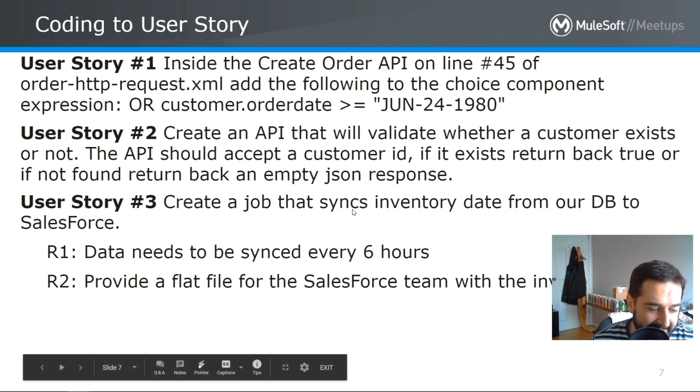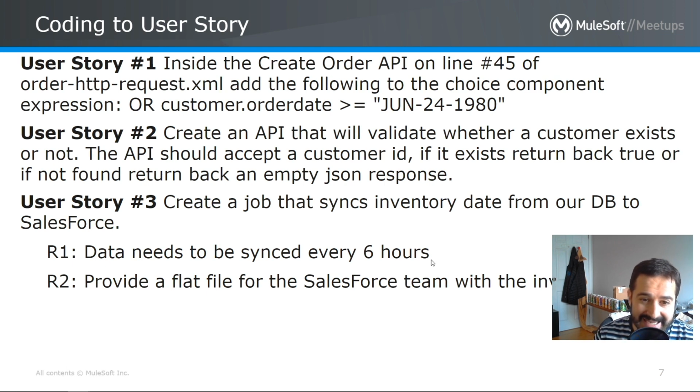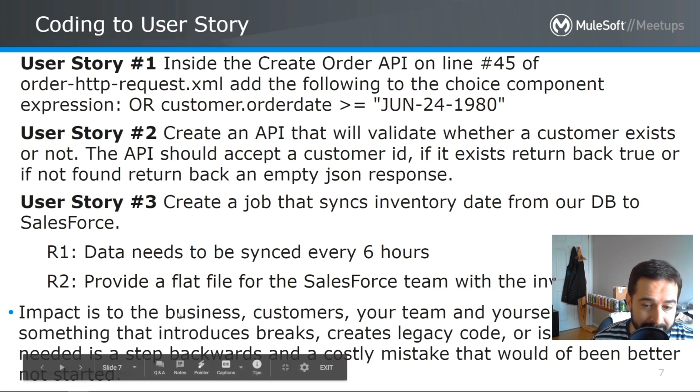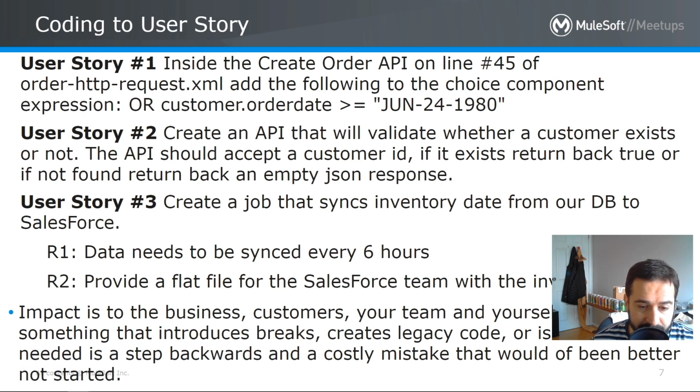And then I have the impact, and this is another time where I asked the audience, and we got a lot of great answers, and they were all correct because this one affects a lot of people. This one affects the business, customers, your team, and yourself. Delivering something that introduces breaks, creates legacy code, or is not what was needed is a step backwards and a costly mistake that would have been better not started. So if you create an API that breaks something, you're going to affect the business, you're going to affect your customers, you're going to have to redo the work.